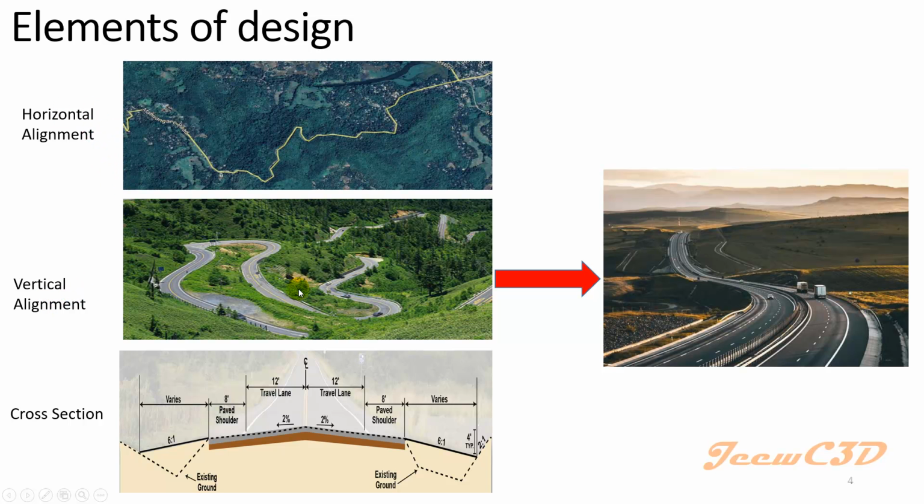Then vertical alignment means the elevation view of a road. If you consider this road, you can see it is coming to a top elevation from the bottom elevation. So we call it vertical alignment. Then you have the cross-section. Cross-section, as you know, is the width component of the road. Here you have the travel lane where your vehicles are expected to travel, and there are some other notations which I will be teaching you in later slides. So the combination of the three will give you a nice looking road.